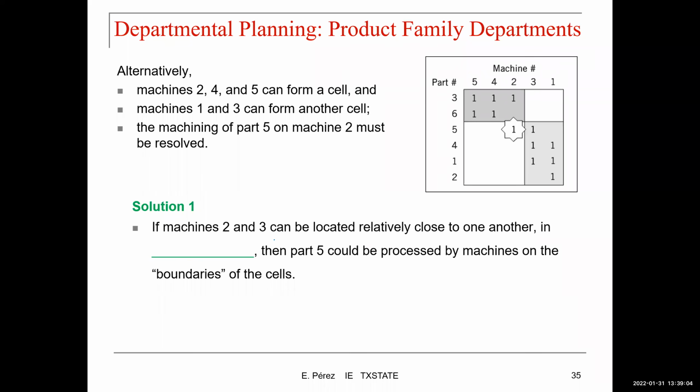If machine 2 and 3 can be located relatively close to one another in different cells, then part 5 could be processed by machines on the boundaries of the cell. So the idea is, let's say you put machine 2 here. Maybe you can have a cell going in this direction, and then another cell going in this direction. And that machine can be used by both cells. That's one solution.